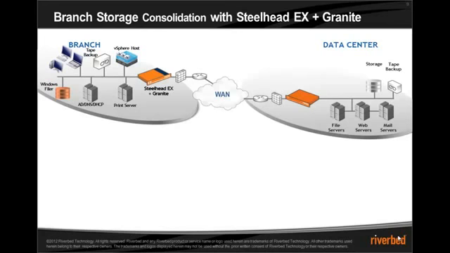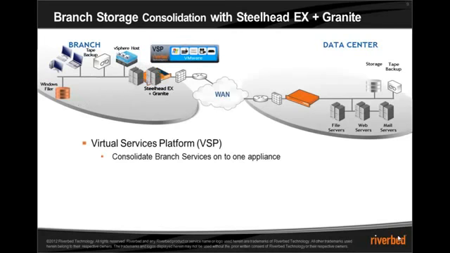But now with the Steelhead EX, these can all be consolidated right within the Steelhead appliance itself. The Steelhead EX runs a VMware vSphere hypervisor that can host these services as virtual machines. This is referred to as the Riverbed Virtual Services Platform, or VSP. This branch office box concept helps organizations to simplify the IT infrastructure at branch locations.